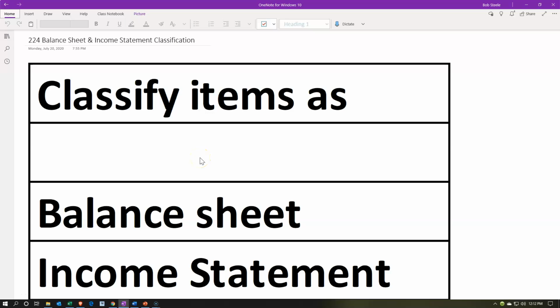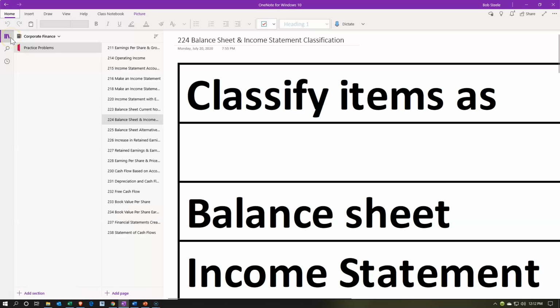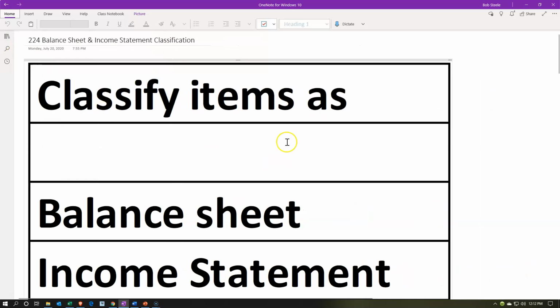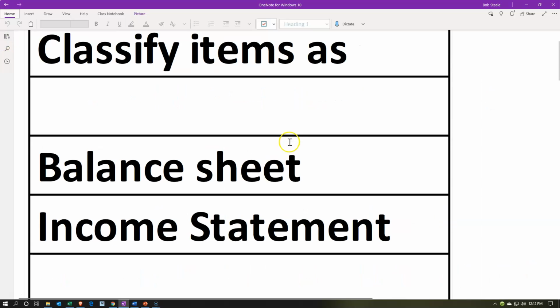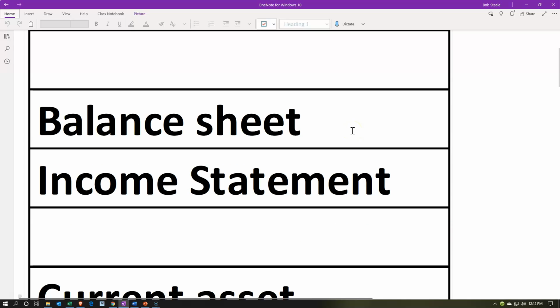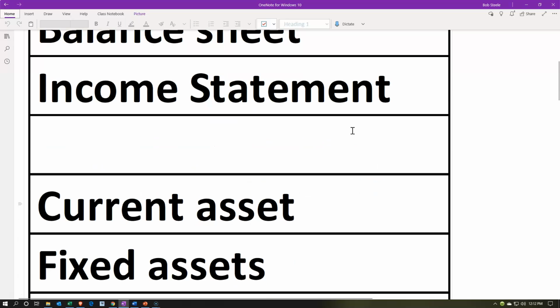Here we are in OneNote. If you would like to follow along in OneNote, you're not required to do so, but if you have access to OneNote and would like to, we are in the section 224, Balance Sheet and Income Statement Classification in tab Practice Problems. Closing this back up, we're going to have our information up top, which will be the classification of accounts into either balance sheet accounts or income statement accounts. That's going to be our first classification that we will be putting into place.